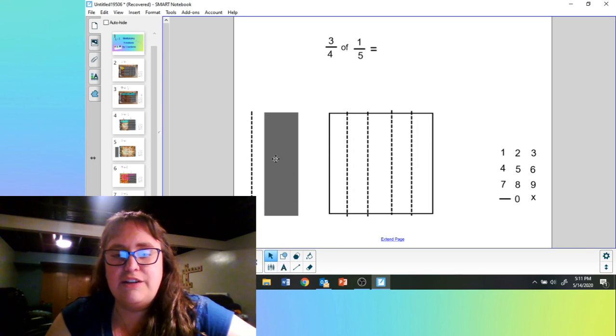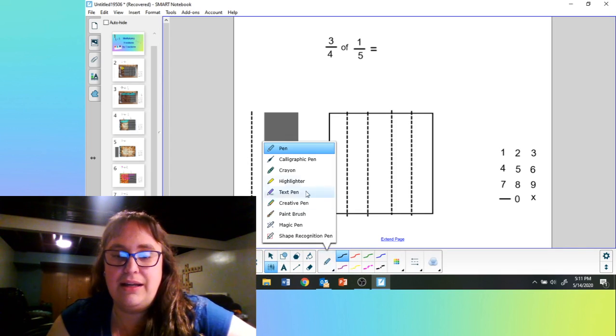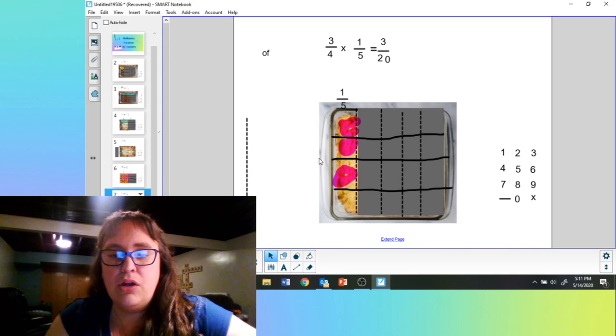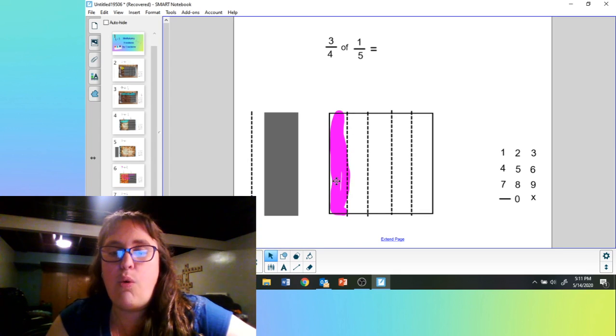And then, instead of being able to use a box for this, guess what you're going to do? You're going to use your highlighting tool. So I'm going to shade in my 1/5 here to represent how much I actually do have left of the cornbread, just like you did over here where you showed 1/5 of what was left with the cornbread. You're going to represent here 1/5.